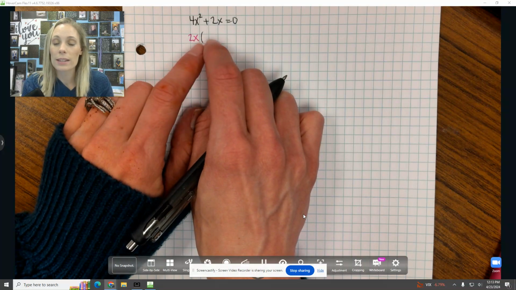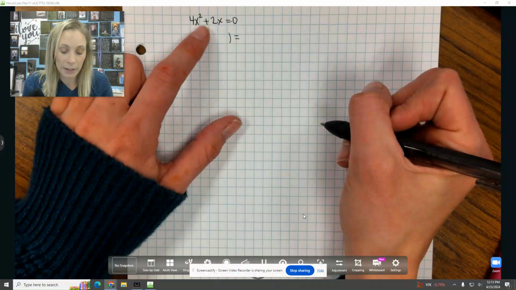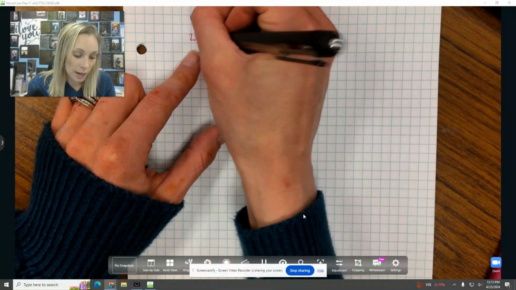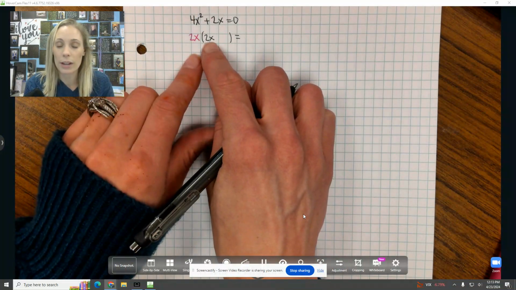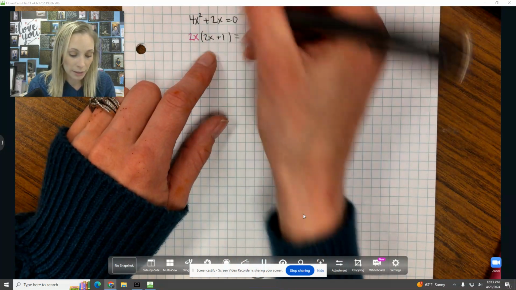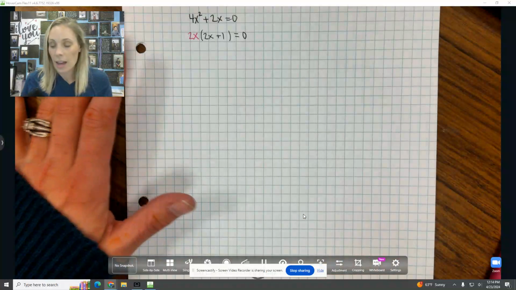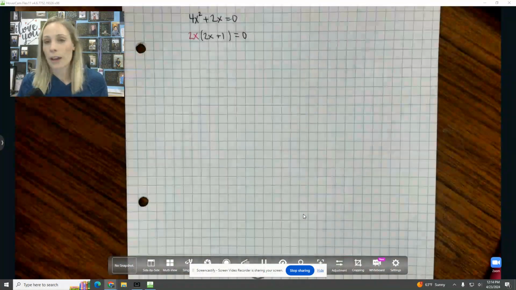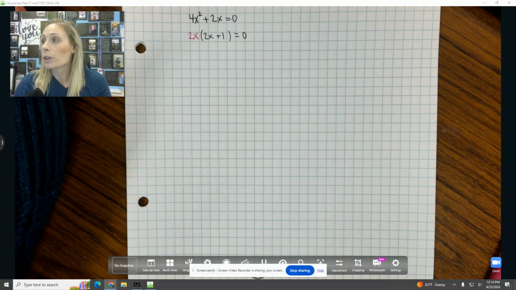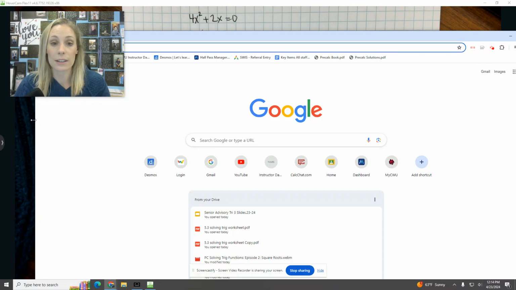So we're going to have 2x times, and we want to figure out what do we multiply 2x by to get an equivalent statement. So 2x times 2x gives me 4x squared, and 2x times 1 gives me 2x. So these are equivalent statements. And if you're worried that maybe you didn't factor it correctly, you can always plug it into Desmos and see if you are correct.